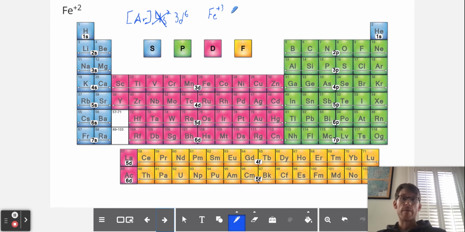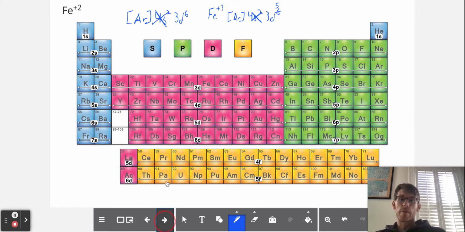This is common among the transition metals and also the inner transition metals in the F block. They often will have more than one oxidation state or more than one positive charge that they can take on. And so Fe plus 3, I would look at it like this. Well, we definitely have our Ar, 4s2, 3d6. Now we know the first electrons to go are the 4s electrons. Okay, fine. But if we need to take a third electron off, I guess that just leaves us with 3d5. So that would be the electron configuration of iron plus 3.